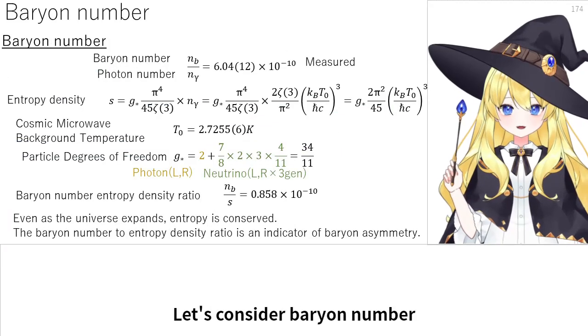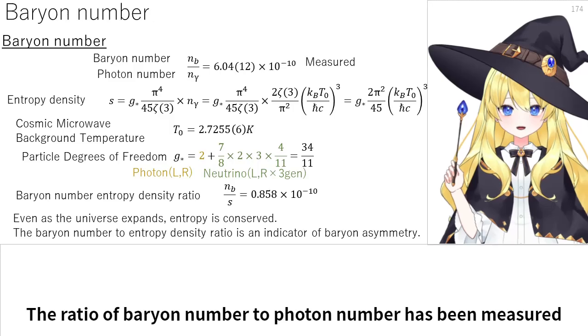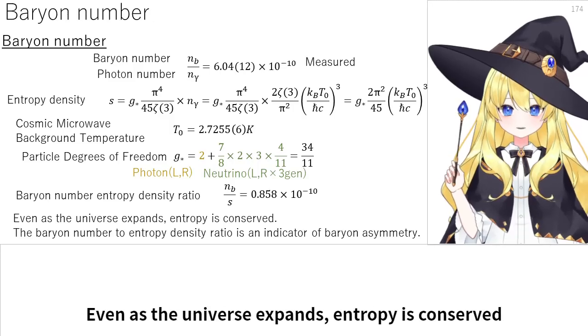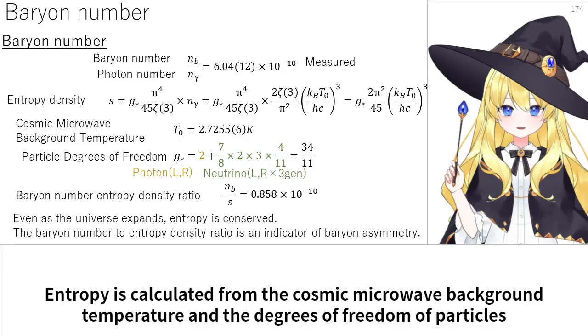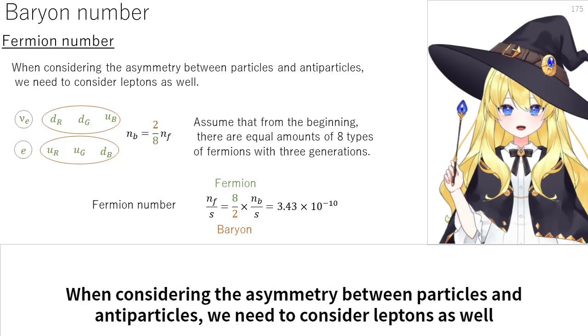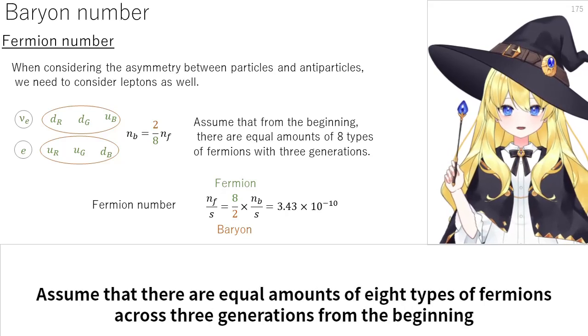Let's consider baryon number. The ratio of baryon number to photon number has been measured. Even as the universe expands, entropy is conserved. The baryon number to entropy density ratio is an indicator of baryon asymmetry. Entropy is calculated from the cosmic microwave background temperature and the degrees of freedom of particles. When considering the asymmetry between particles and antiparticles, we need to consider leptons as well. Assume that there are equal amounts of 8 types of fermions across 3 generations from the beginning.